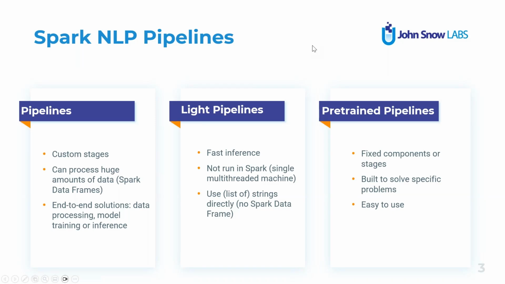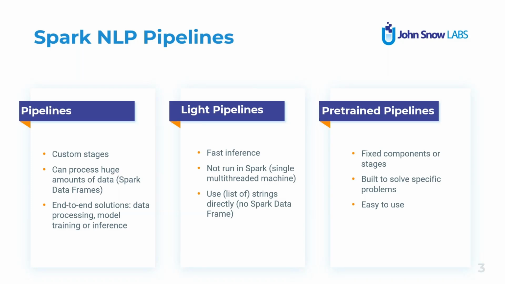So basically, in Spark NLP, we have three different types of pipelines. We can use the pipeline as the object in the library, where we can create custom stages. We can process all of the data that we want to process using all the capability of the Spark ecosystem. So the input for our pipeline is a Spark data frame. So this is usually done when you want to process the data from end to end.